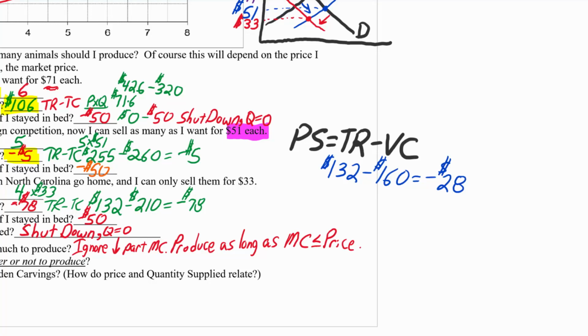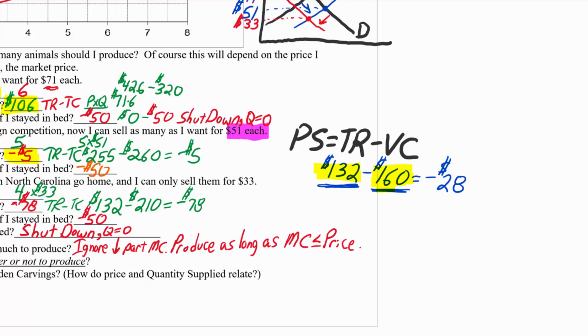The reason why we should shut down is, if we call in our employees, let's just think about our variable costs as just being labor costs for a moment. If we produce 4 units and we call in our employees, we owe them $160 for producing the 4 units. When I go and sell those 4 units, I'm only going to bring in $132. Wow, by calling in my employees, I'm not going to have enough money, if I take my entire revenue, to be able to pay just for calling in my employees. So that's why we shouldn't do it.